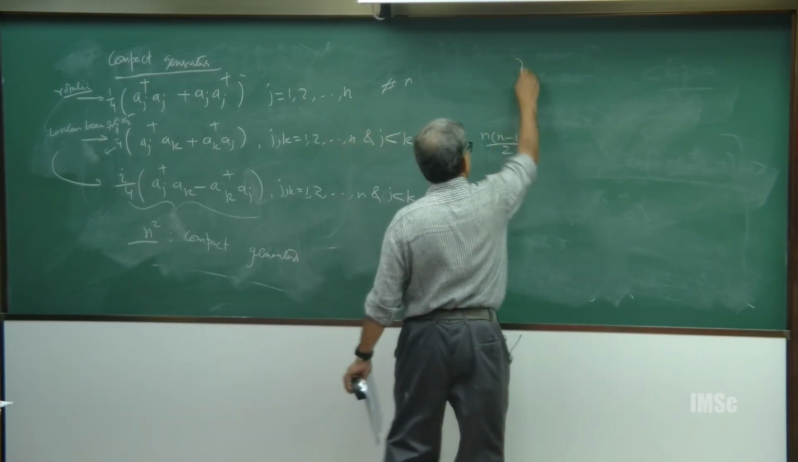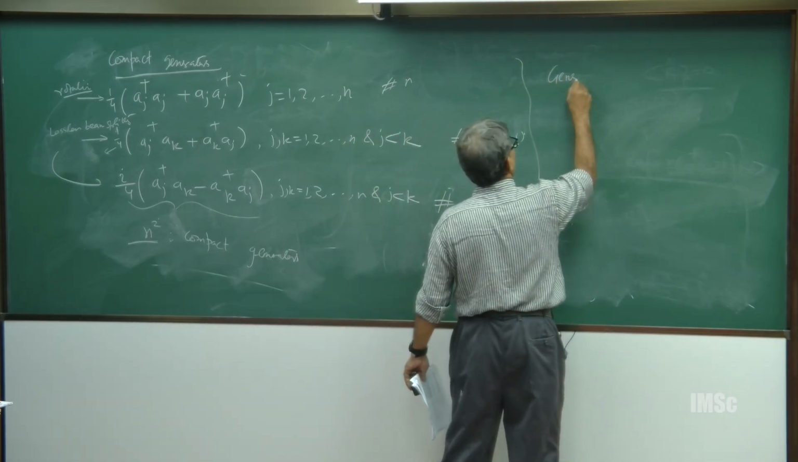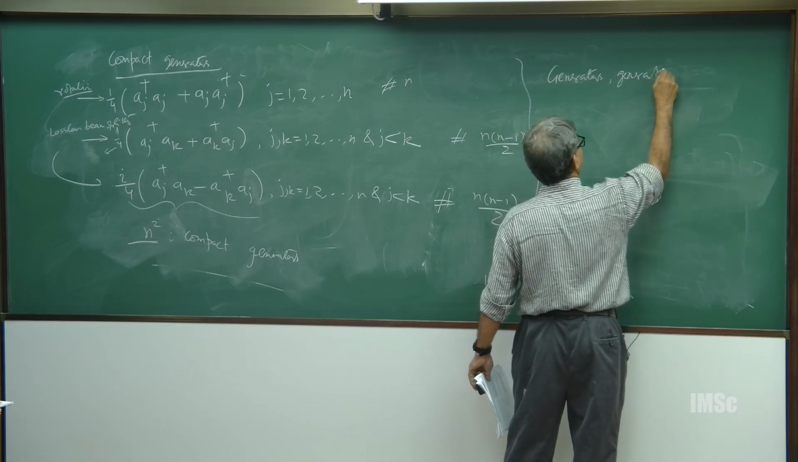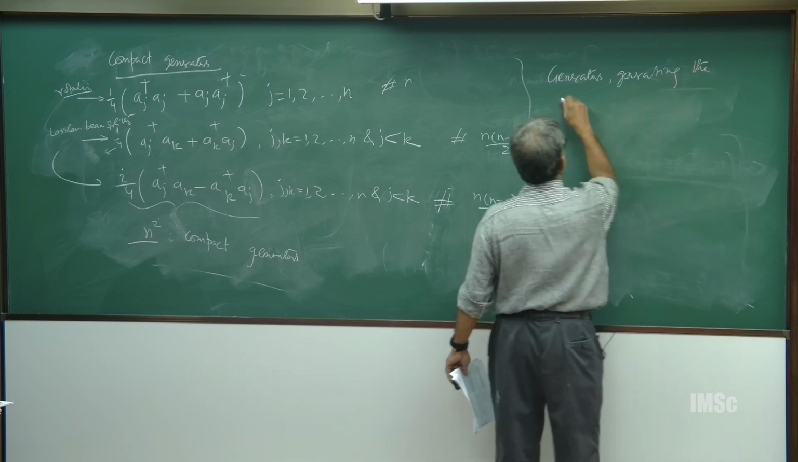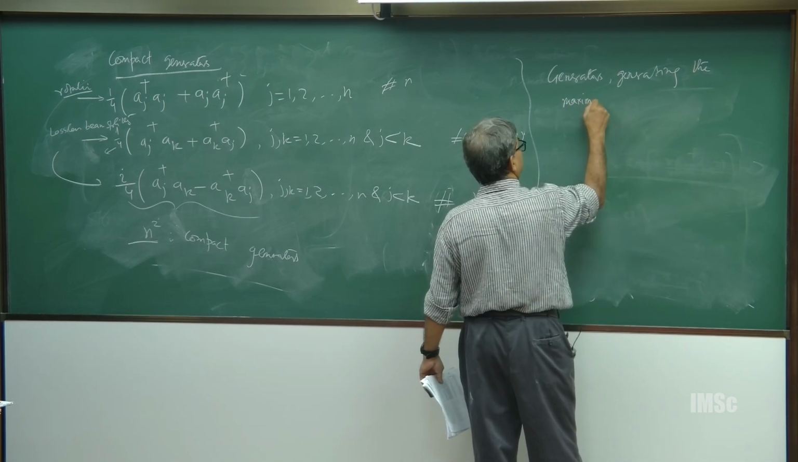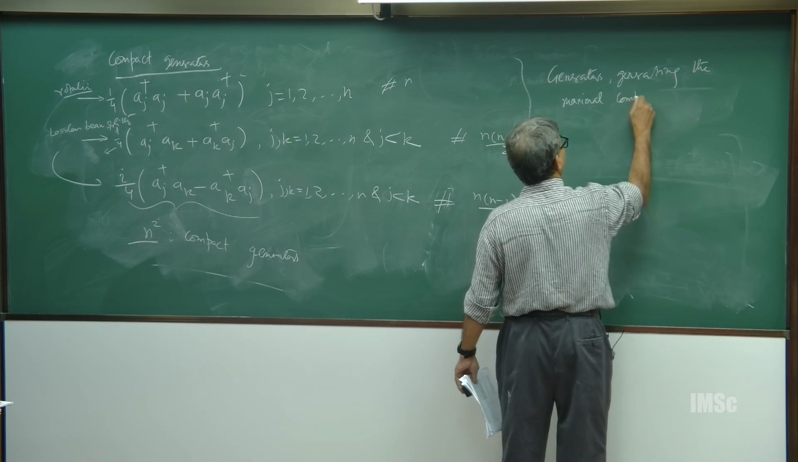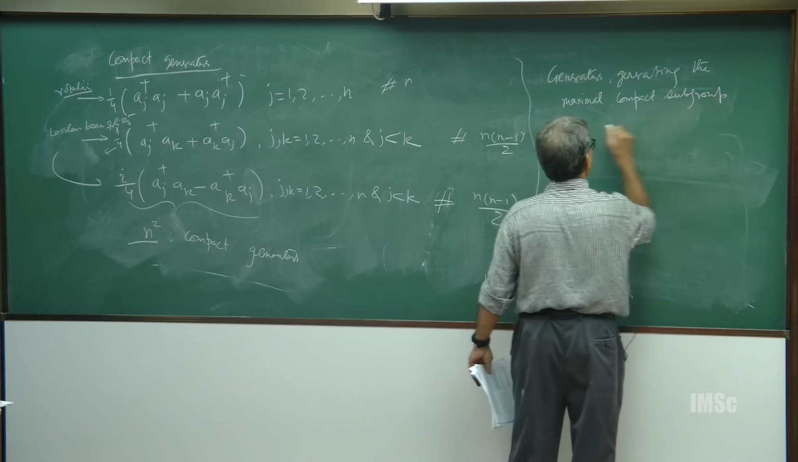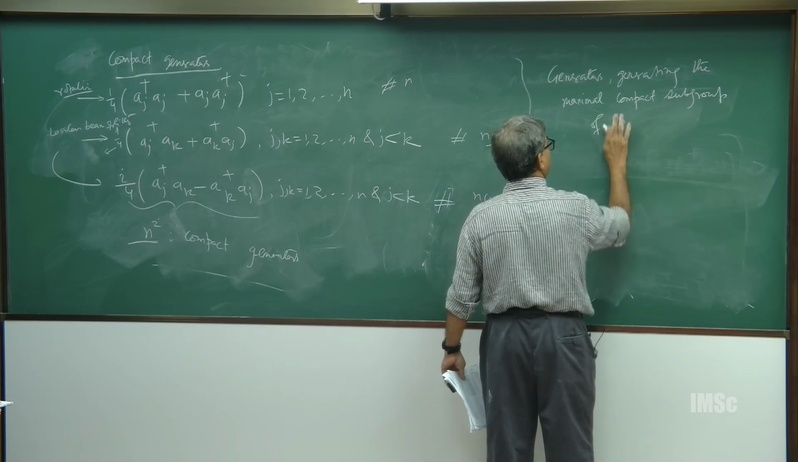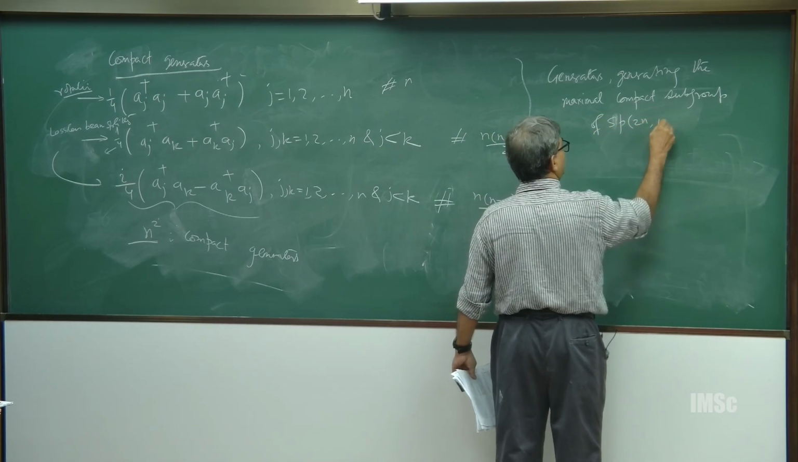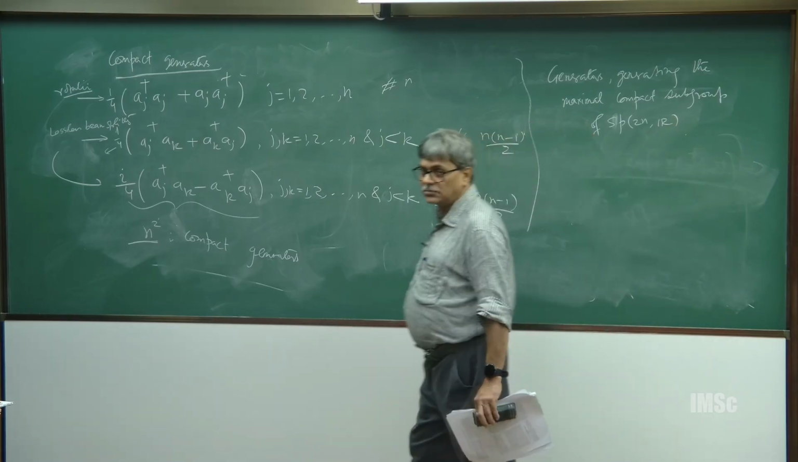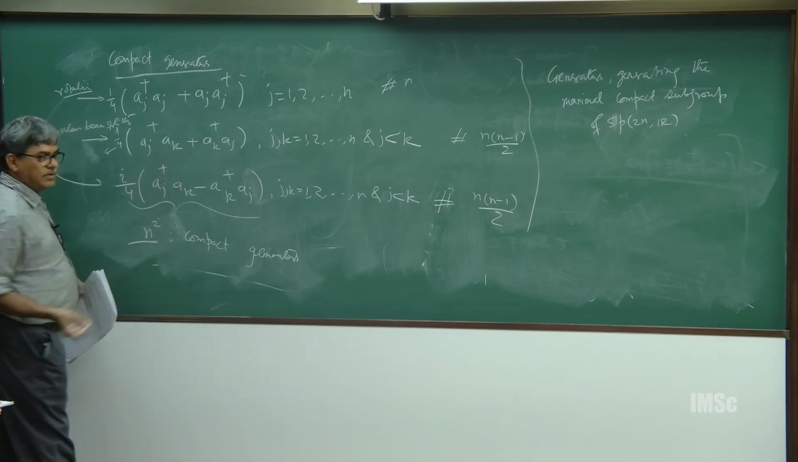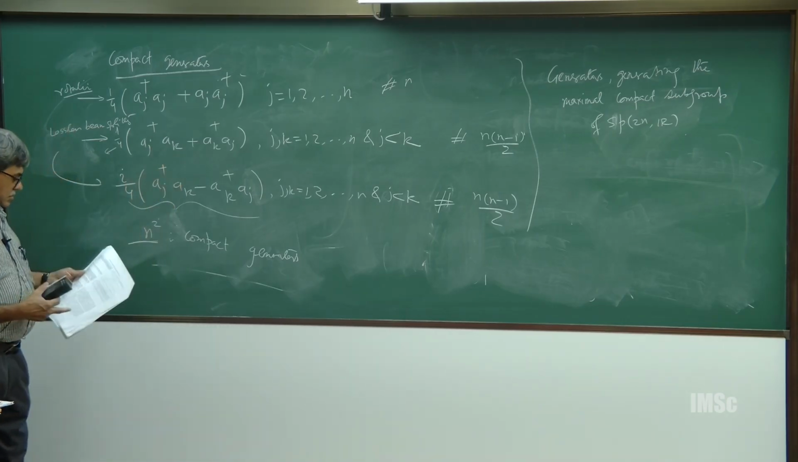So these are the generators generating the maximal compact subgroup of Sp(2n,R). You cannot have a larger compact subgroup of this Sp(2n,R).